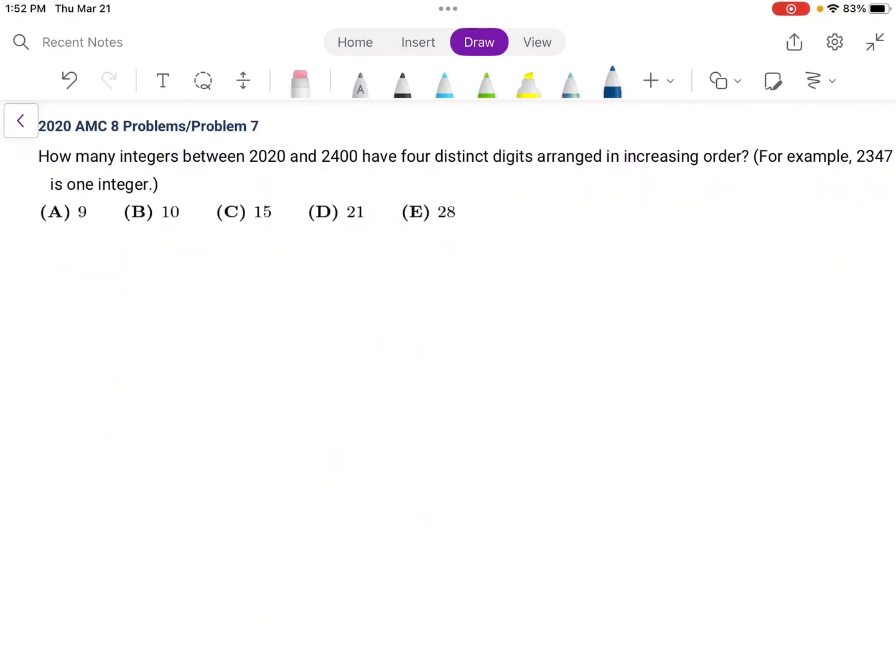Problem 7. Because the integer is between 2020 and 2400, and the 4 distinct digits are arranged in increasing order, that means the hundreds position has to be 3. And if the hundreds position is 3 and the digits are increasing, then for the tens position, we can have from 4 till 8, because when the tens position is 8, the last digit can be 9.